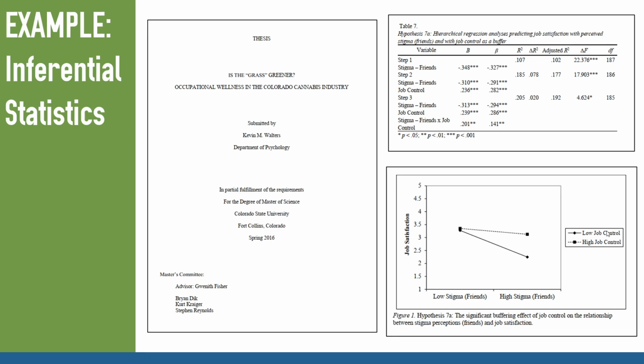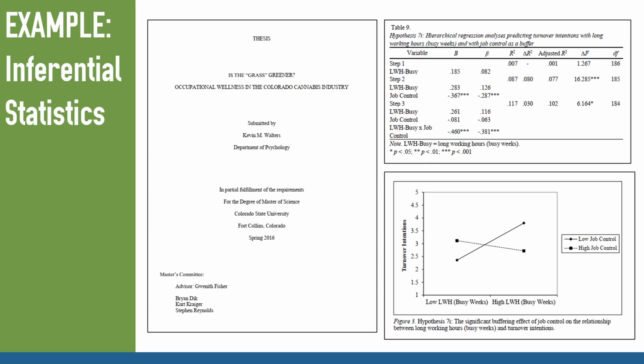Whereas people without much job control, if they felt pretty stigmatized for their work and they didn't really have any control over how they do things on the job, then their job satisfaction was much lower than people who did not feel stigmatized by people, right? So just one example of this, and doing this analysis, we were trying to draw some inferences about people's attitudes about work in the cannabis industry, right? And all these factors that might affect their job satisfaction. So just one example of inferential stats.